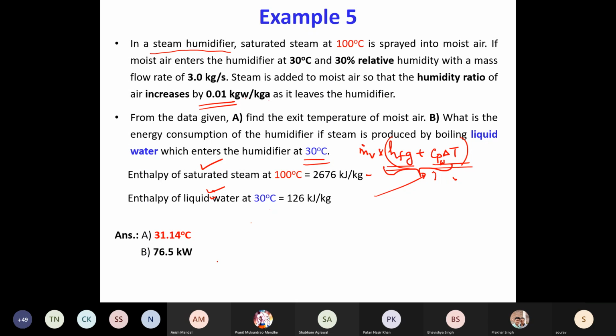But the question already provides you the answer in a very simple manner. It gives you the enthalpy of the saturated steam and it gives you the enthalpy of the liquid water at 30 degrees. So directly take the difference.